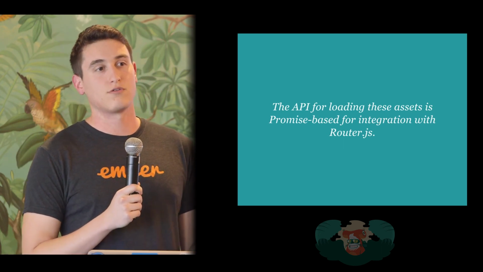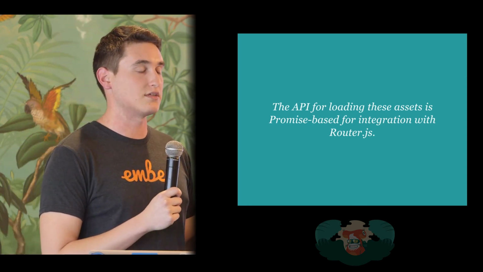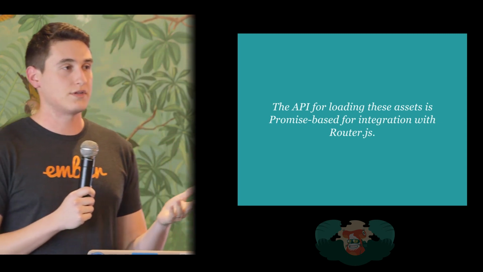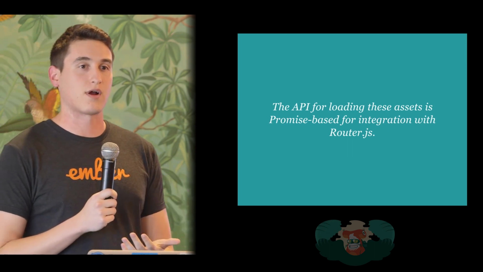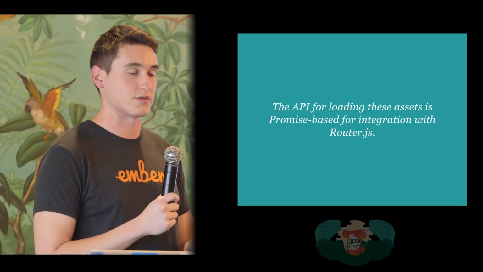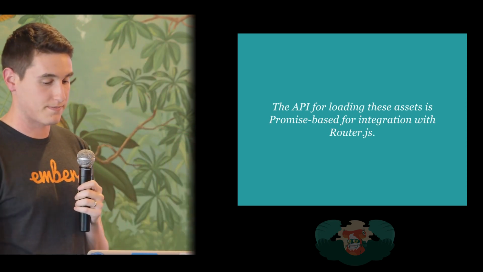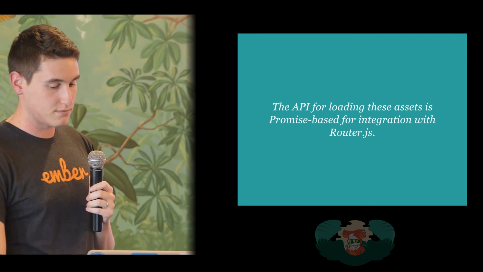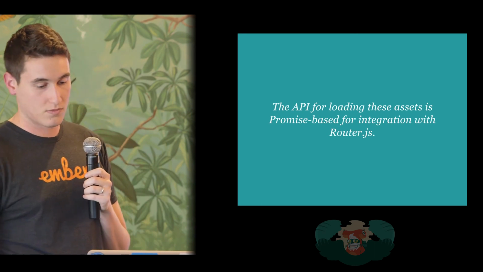Lazy engines, in order to load properly, we need to make sure that we're able to pause a transition until those assets are ready. And so we do this by just returning a promise. And since transitions in Router.js are based on promises, we can just wait until the first promise resolves and then chain on the second one, chain on the actual transition. So let's walk through the API for this really fast.